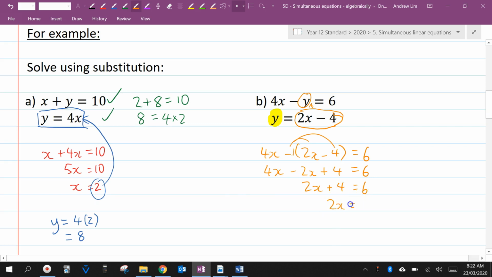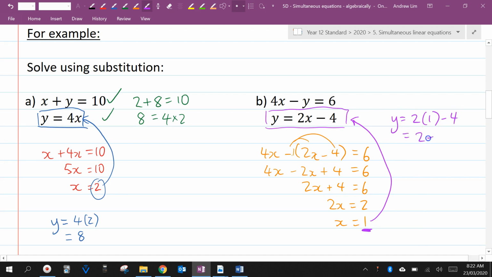Minus 4 from both sides. X is therefore equal to 1. We're half done. We've worked out what x is equal to. Now we need to work out what y is equal to. And because y is equal to 2x minus 4, we can just substitute that x equals 1 into that equation. So y is equal to 2 times 1 minus 4. We got that 1 from here. So that's 2 minus 4, which is minus 2. So we have x is equal to 1 and y is equal to minus 2.